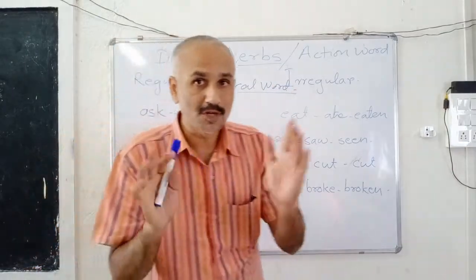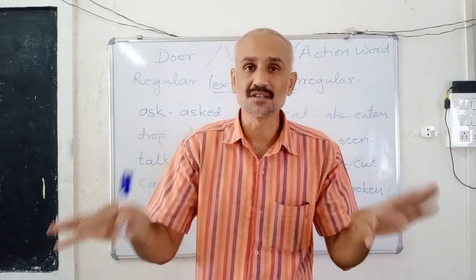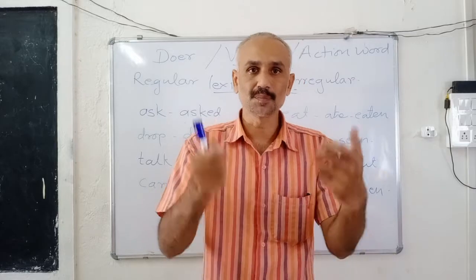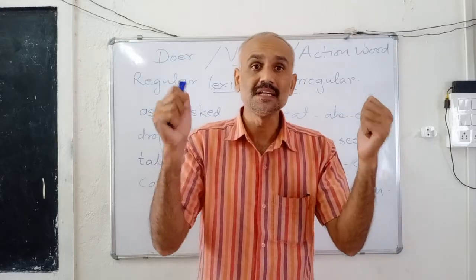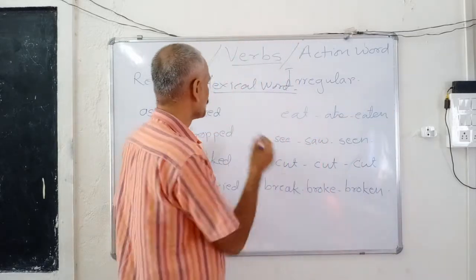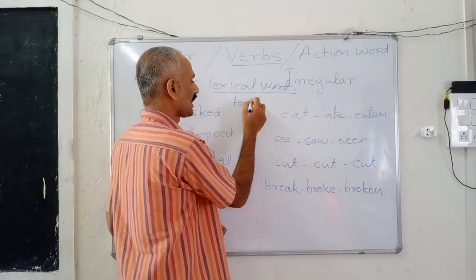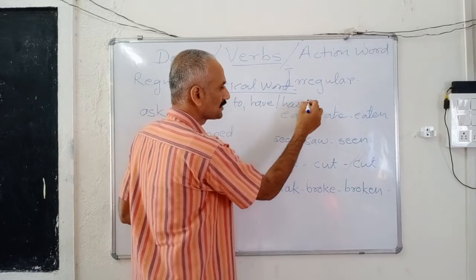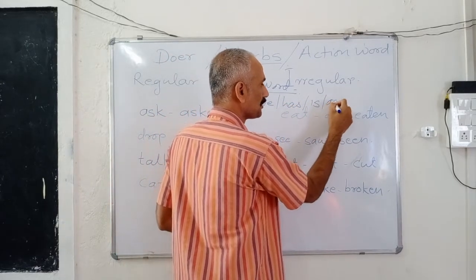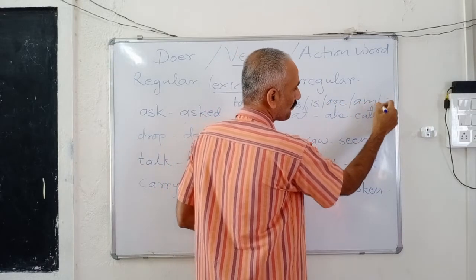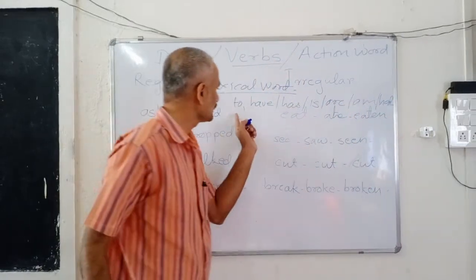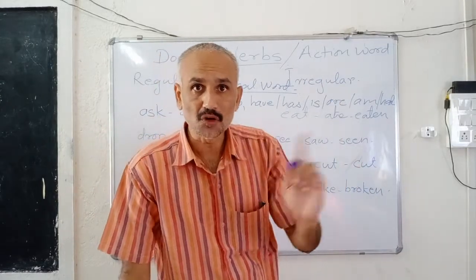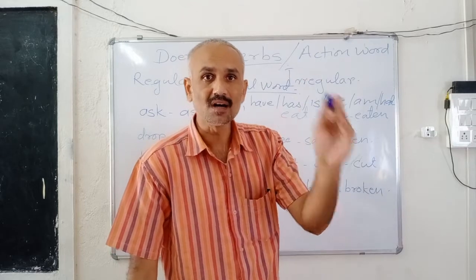However, there are some words which cannot be altered or modified. For example, auxiliary verbs, prepositions, conjunctions, interjections. Just think about the word to, or have, has, is, are, am, had. All these are auxiliary verbs which cannot be modified or altered.